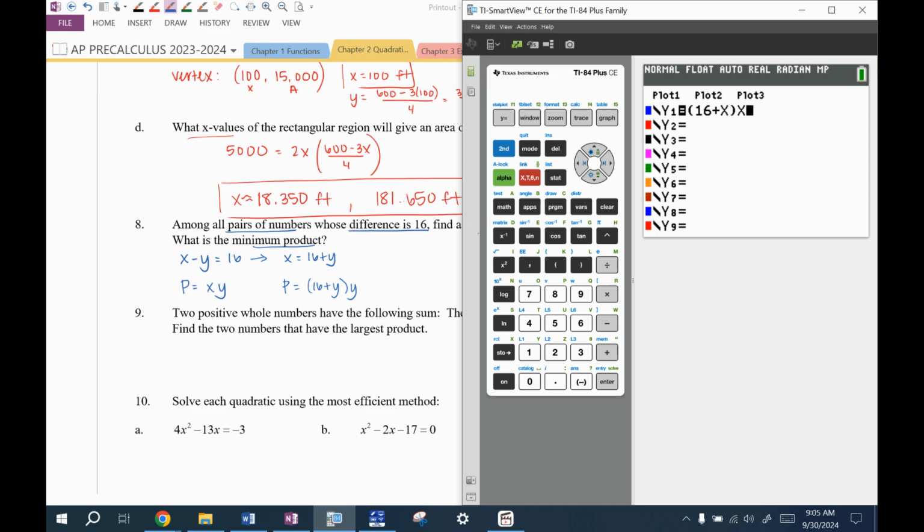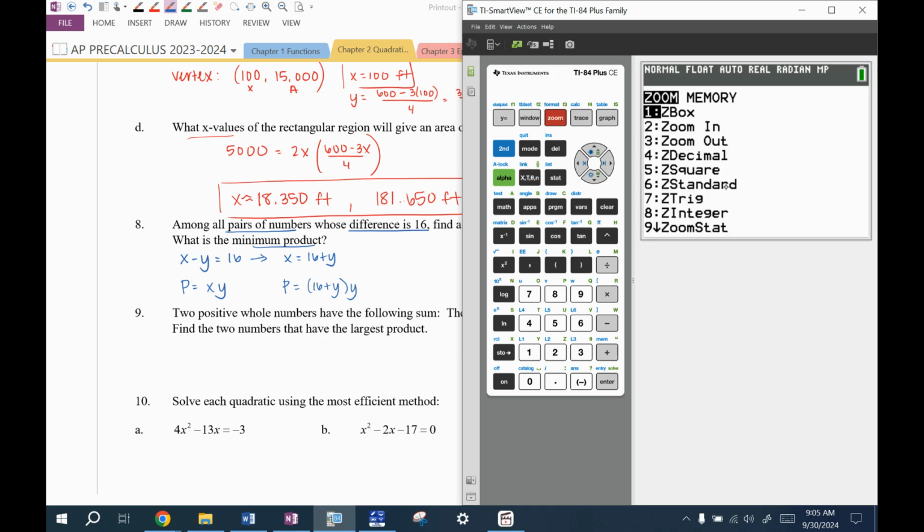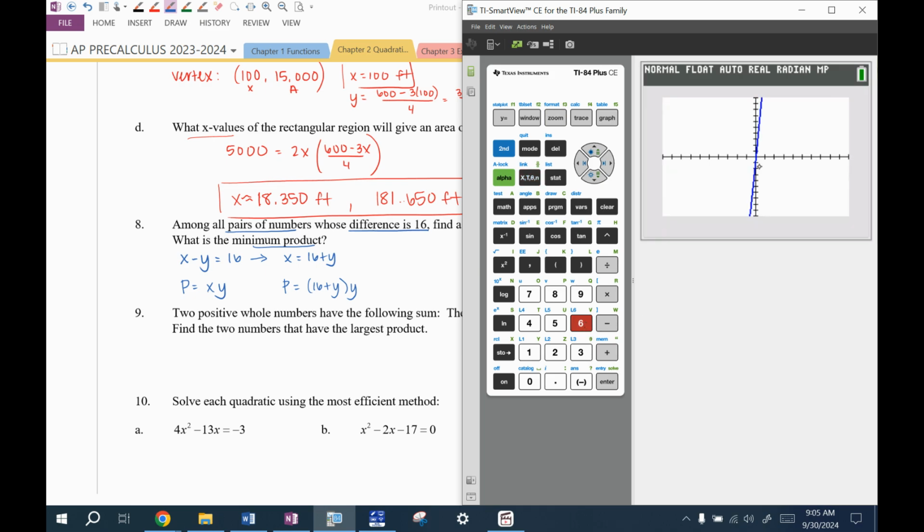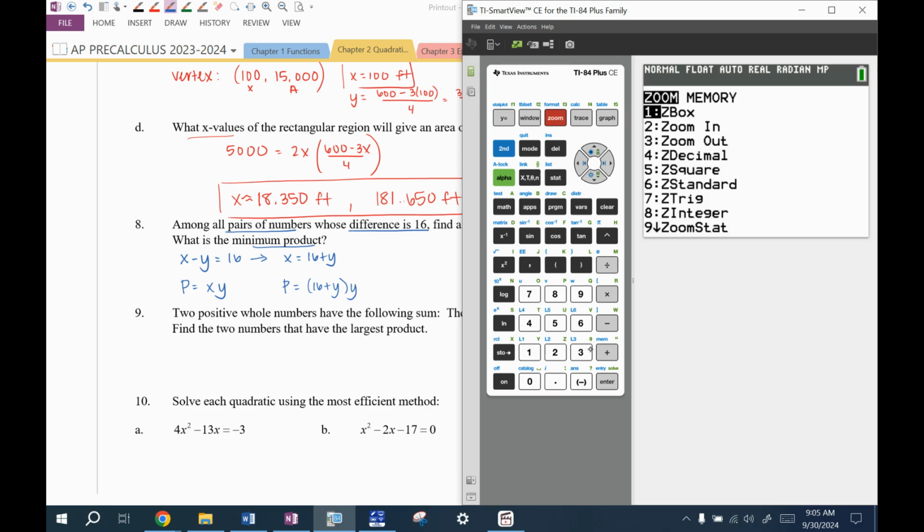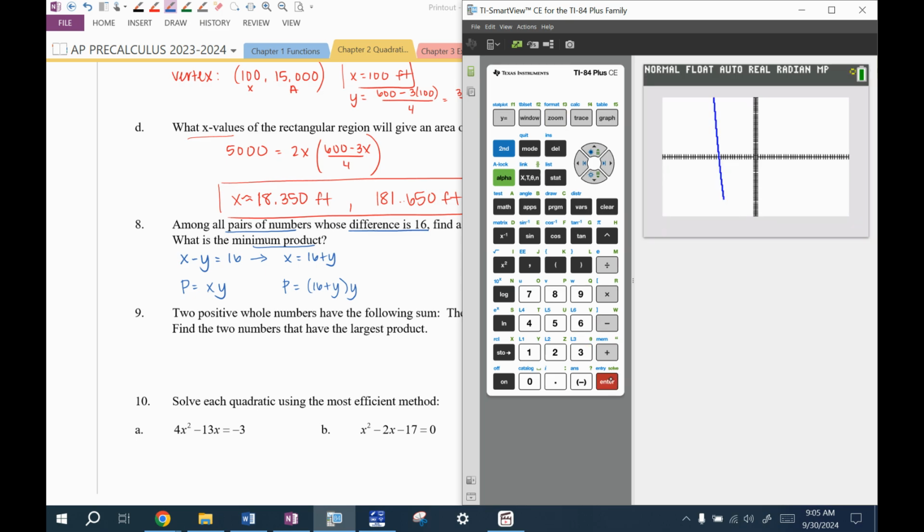And then what do I zoom this to? Well, we have all possible numbers here. I could go like 0 to 16 or something, or I'm just going to zoom 6 and see what happens. I'm just going to get back to standard, zoom 6. Okay, definitely not enough, right? But I can also zoom out. Okay, that's getting a little better.